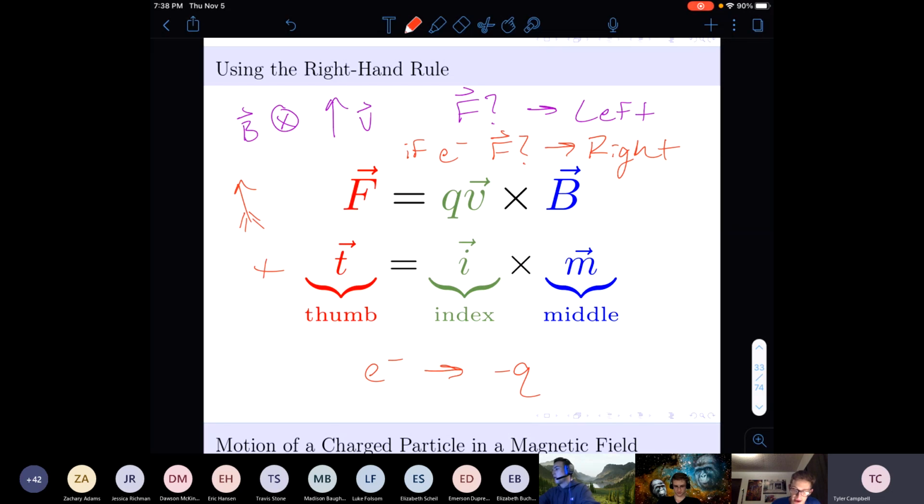If you were looking at it head on, you would see just a dot, the actual tip of the arrowhead coming towards you. So very good question. This is out, and this is in. That answer your question there, Allison?